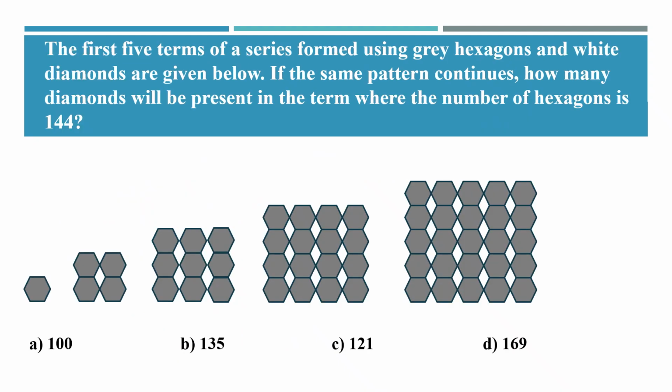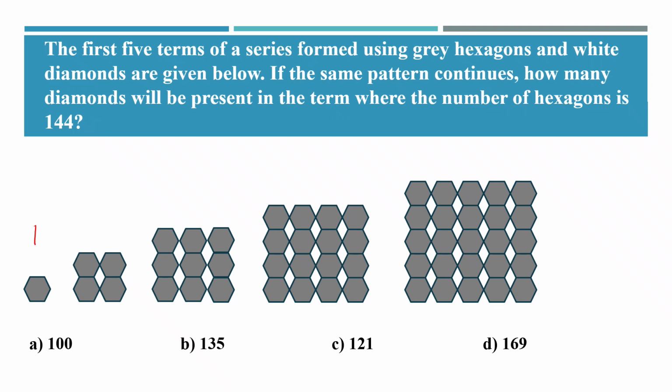Here we go with the next question. The first 5 terms of a series formed using gray hexagons and white diamonds are given below. If the same pattern continues, how many diamonds will be present in the term where the number of hexagons is 144? Okay, let's understand the pattern here.